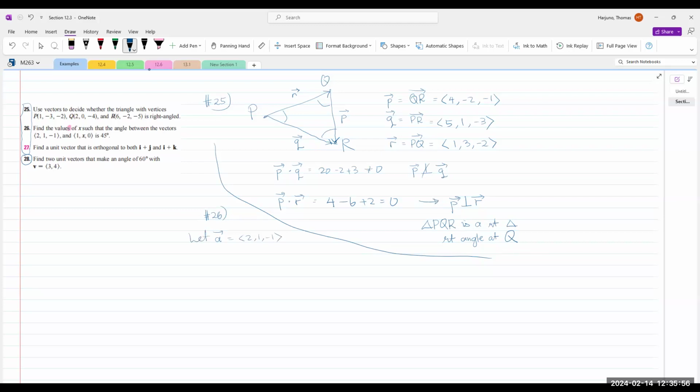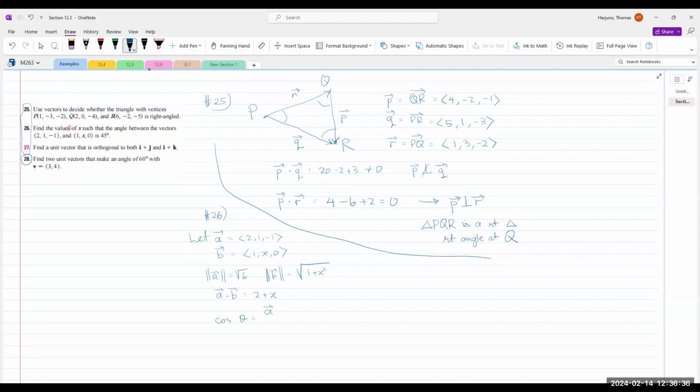and vector B be 1, x, 0. Now, the magnitude of vector A is square root of 6, while the magnitude of vector B is square root of 1 plus x squared. The dot product A dot B is 2 plus x, plus 0.